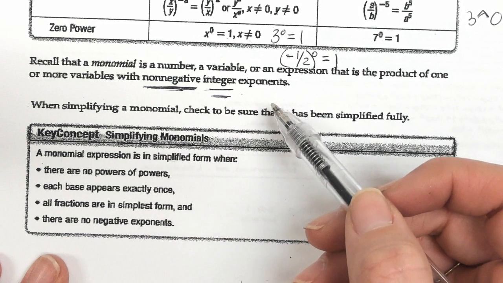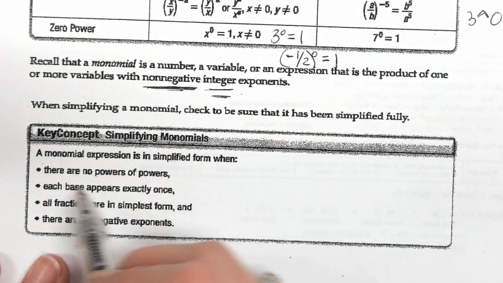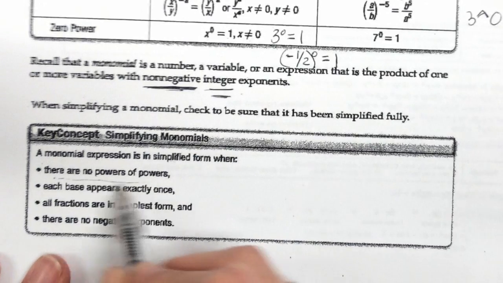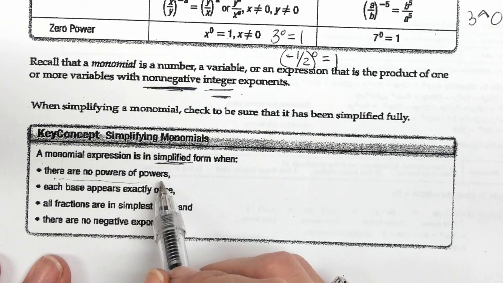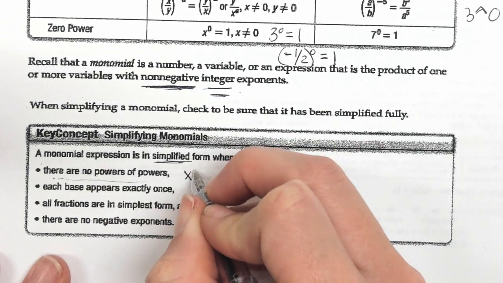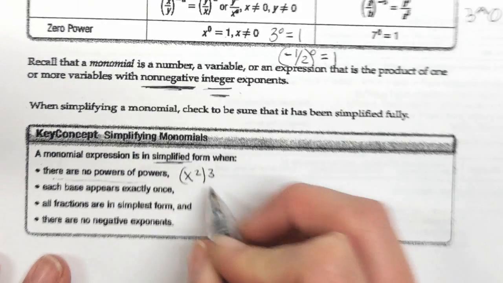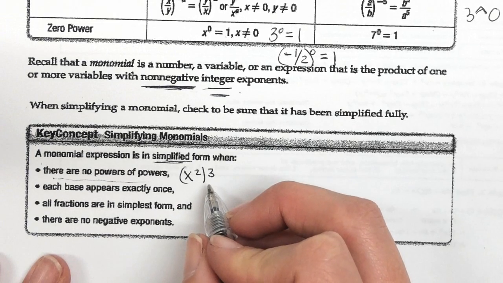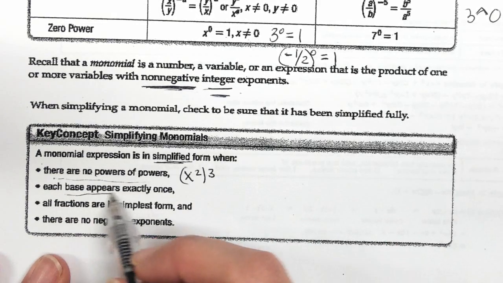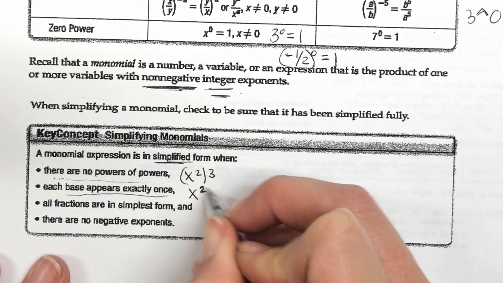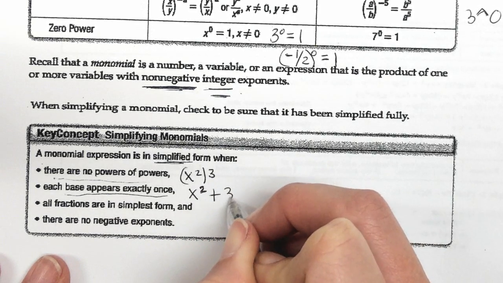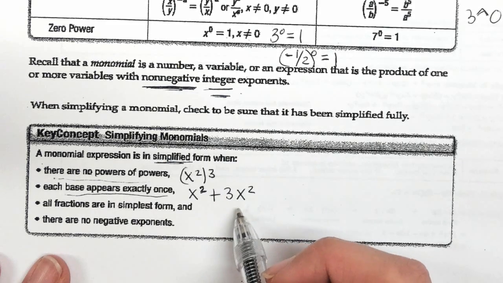No fractions, no negatives. Okay, and there also can be no power of a power. Oh, sorry, this is when it's simplified. When it's simplified, meaning there's no powers of powers. If you have this in your problem, it's not done yet, because you can simplify that, right? Each base appears only exactly once. So, for example, you couldn't have x squared plus 3x squared, because you can simplify that, right?